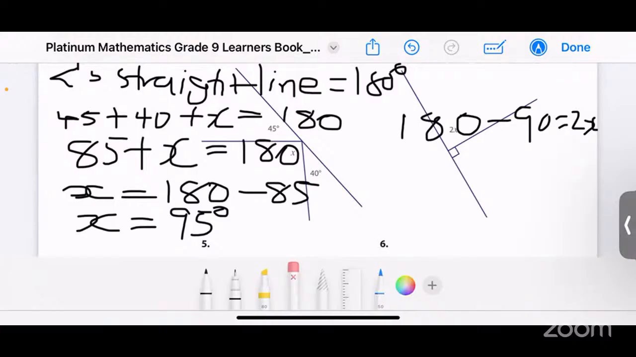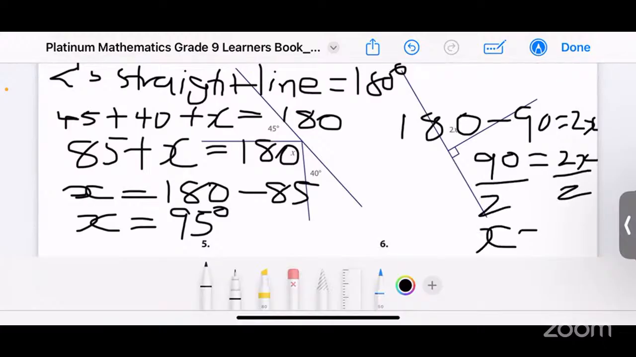Yes, ma'am. So now 180 minus 90 is what? 90. 90 is equals to 2x. We divide both sides by what? By 2. X is equals to 45. X is equals to 45.